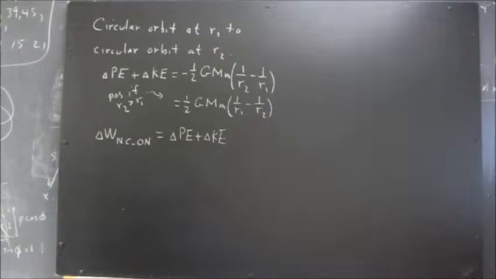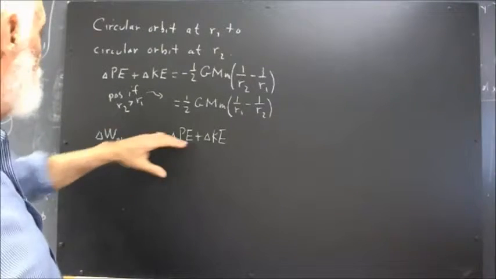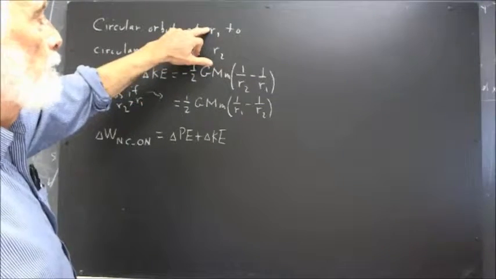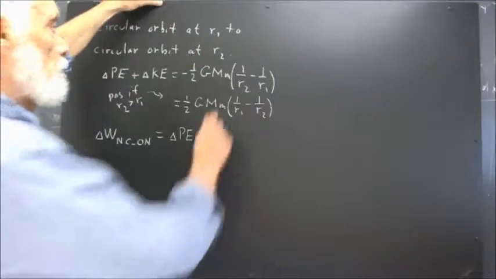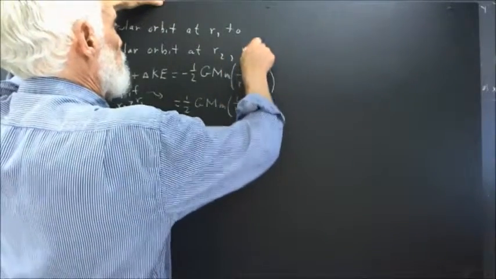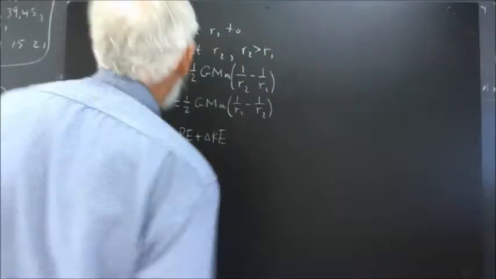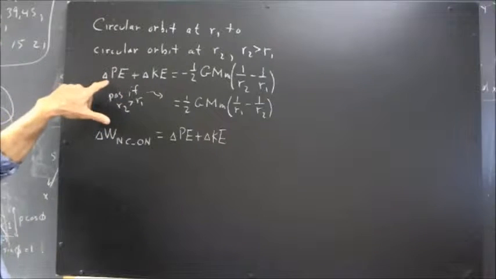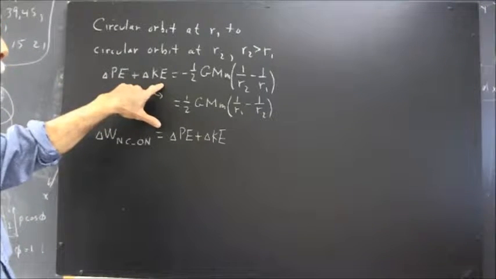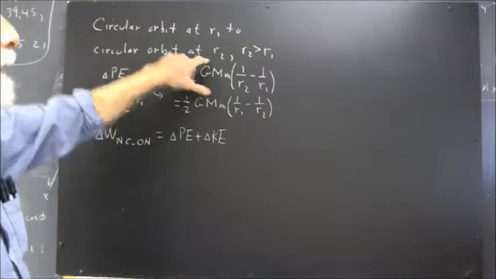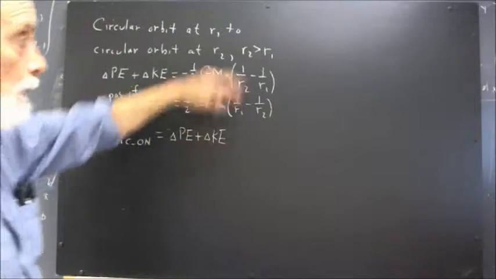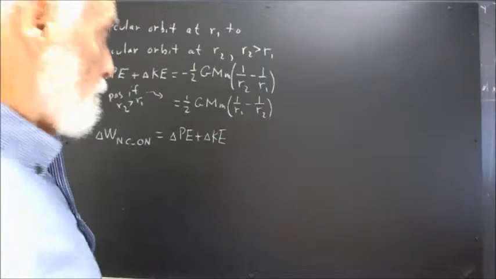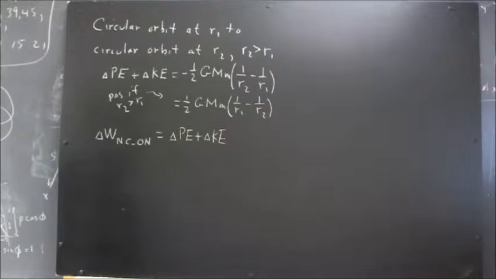Okay, we want to look at, again, the work-energy implications of moving from an orbit at distance r1 to an orbit at distance r2, where r2 is greater than r1. In order to do this, our total energy, our potential plus kinetic energy, is going to be negative 1/2 big G, big M, little m, times 1 over r2 minus 1 over r1. This follows directly from what we did in the last clip.